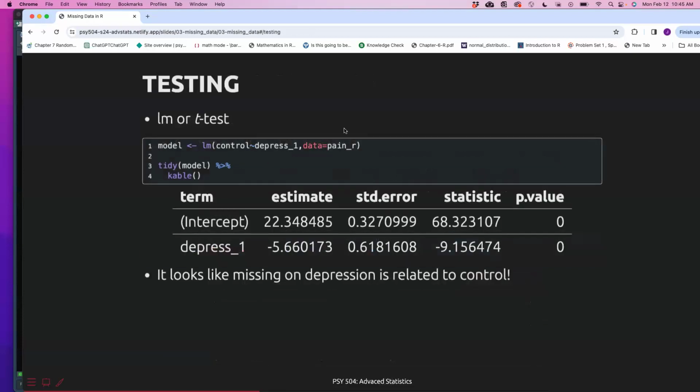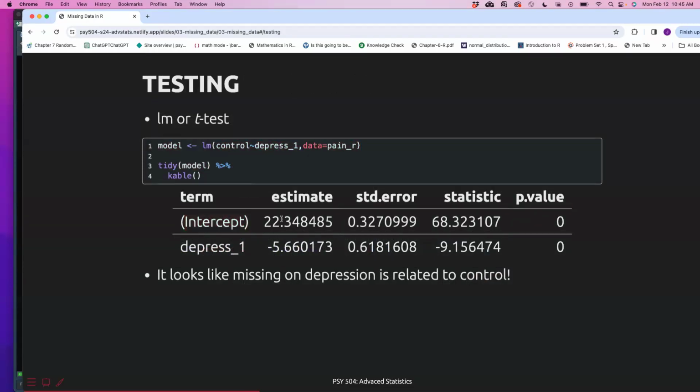So now what we have to do is test this statistically. We can perform a linear model, a t-test, or a logistic regression. We can do all of those things to test this relationship. Here, I'm just using a regular linear model, where I'm using the dummy-coded depression variable to predict control scores. So I fit this linear model, and this is the model output here.